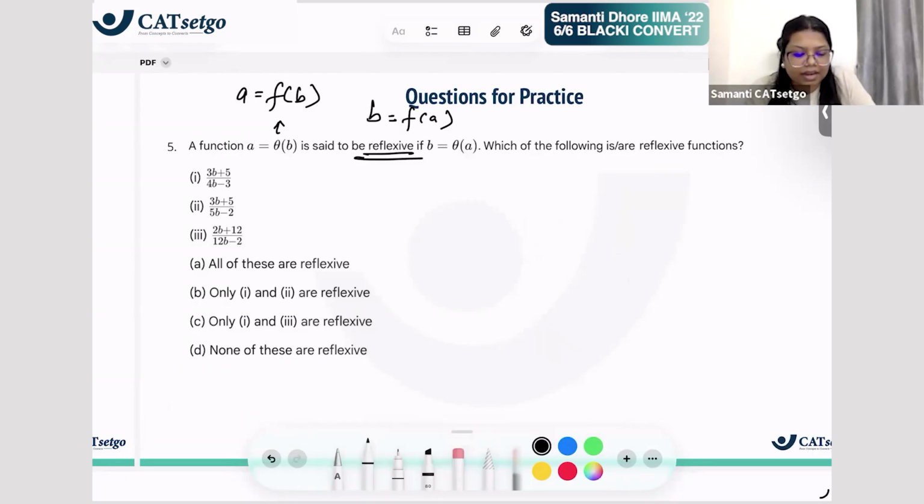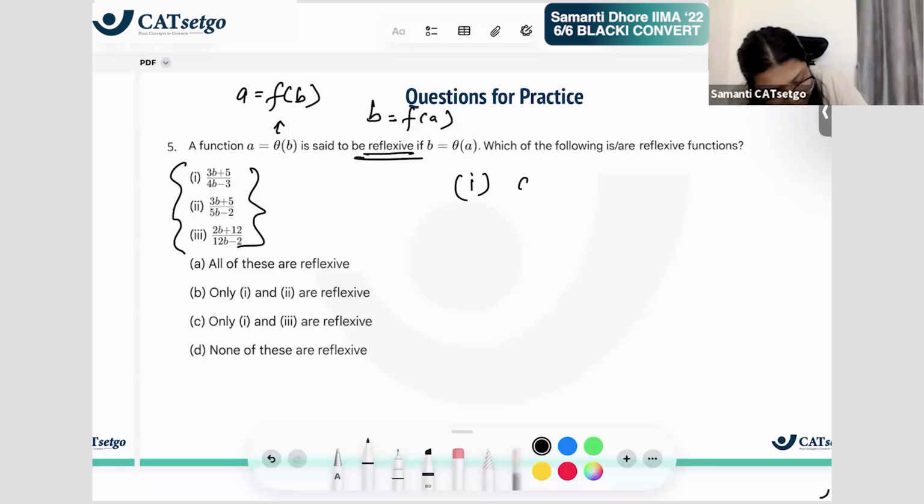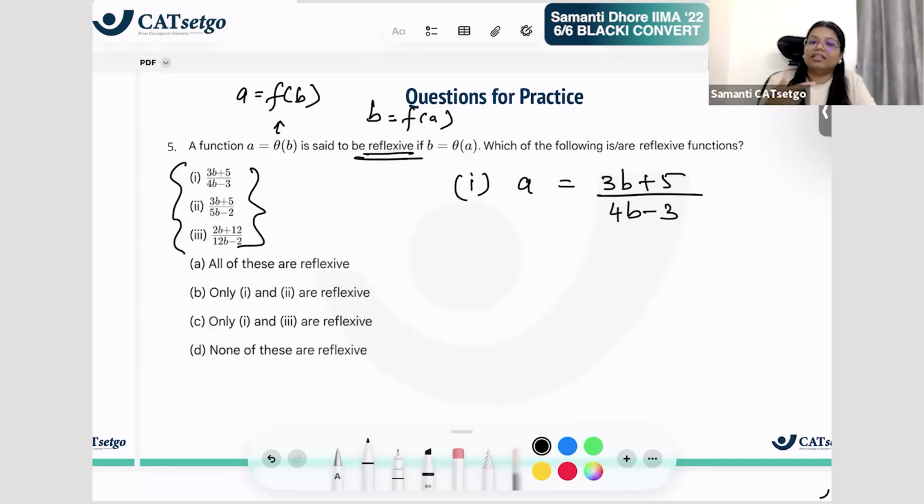So let us solve it. We have to find that which of these are reflexive functions. How do you find it? I'll tell you how. Okay. Let's say in first we say a is equal to 3b plus 5 upon 4b minus 3. Okay. Now let us start finding the value of b. हमने a लिख लिया. A is a function of b. A is equal to some function of b. Now let us find b.